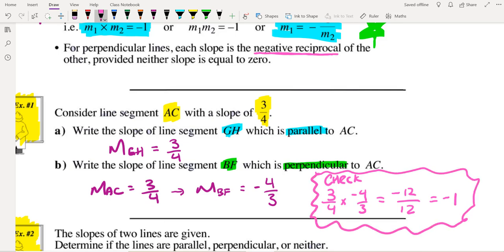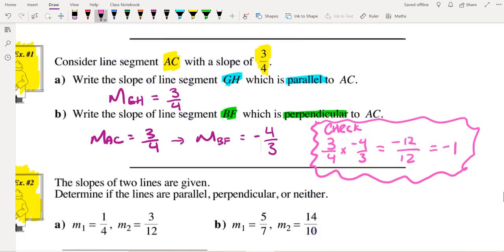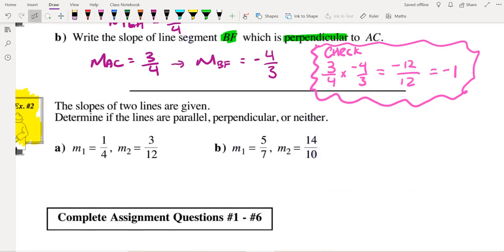So if you want to find something that's perpendicular, you take the original slope, you flip the numerator and the denominator around, and you multiply by -1. Right? For question number 2, I want you to pause the video, compare the slopes, and tell me if they're parallel, perpendicular, or neither.